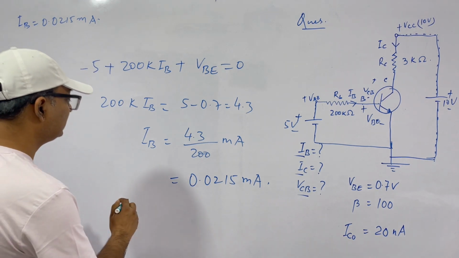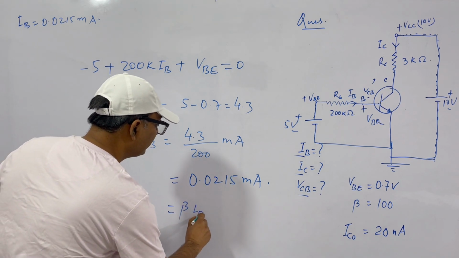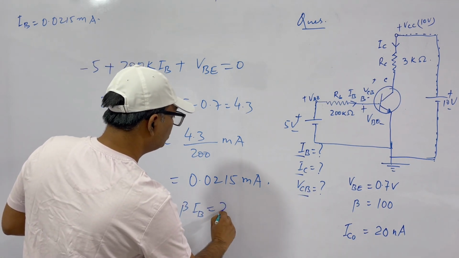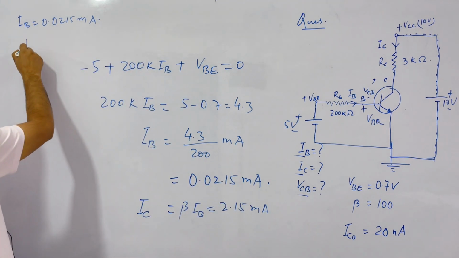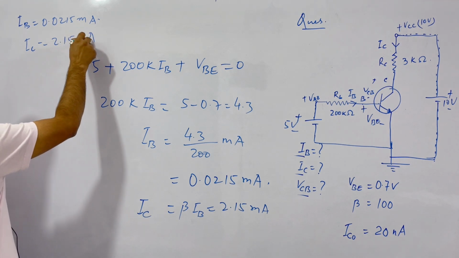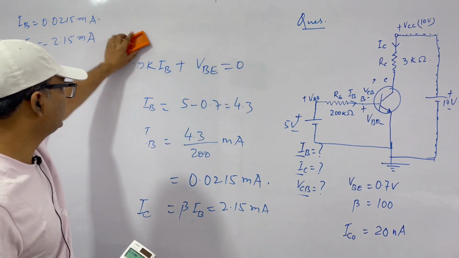Therefore, we can say that IC is basically beta into IB, and beta is 100. So 100 into IB means 2.15 milliampere. So we have got our IC. IC is equal to 2.15 milliamperes. We have these two values. Now we have to find VCB. What is VCB?